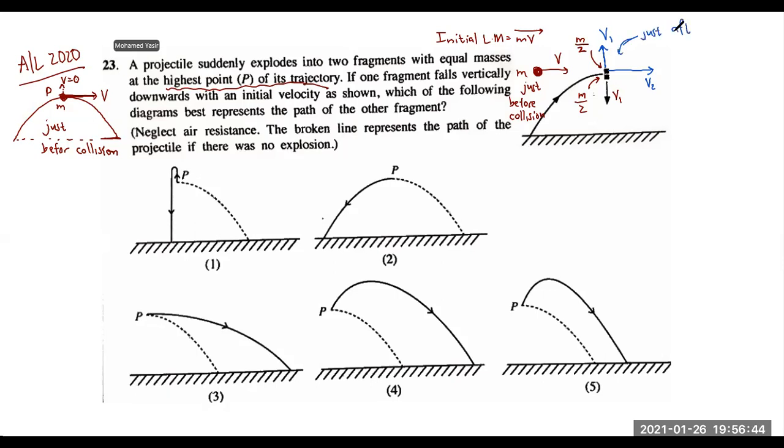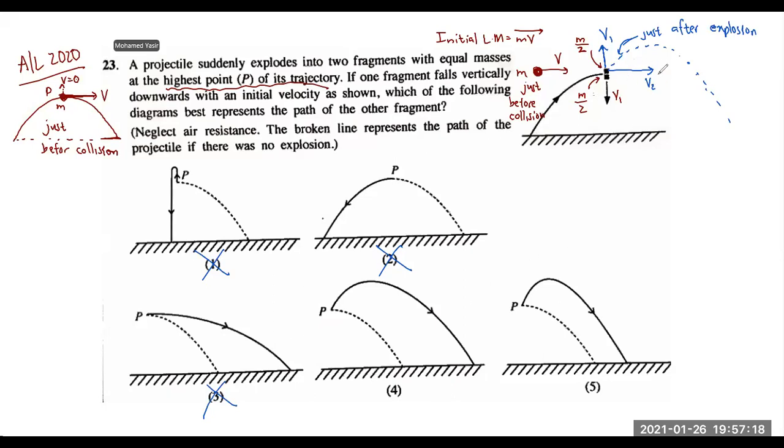Just after explosion, you can see one fragment is falling down. The second fragment will have a vertical component and a horizontal component. Therefore, subsequently, it is going to go like this and fall. Now, which answers are definitely wrong? First is wrong, second is wrong, third is wrong. So we have to choose between fourth and fifth. Correct, people? First, second and third are wrong.